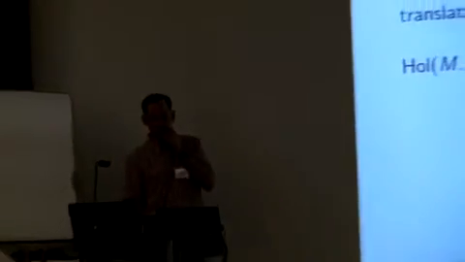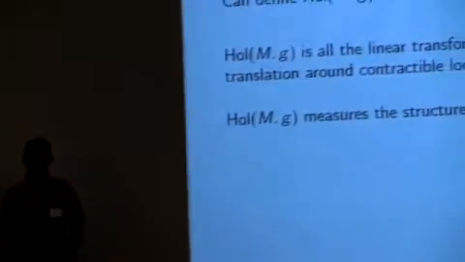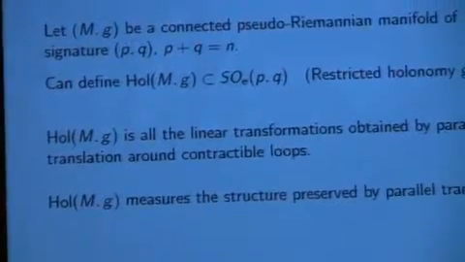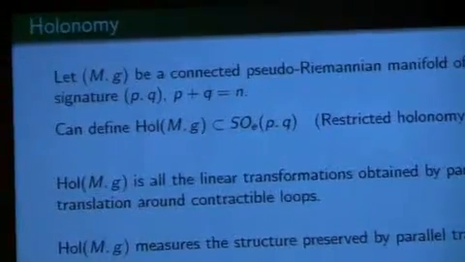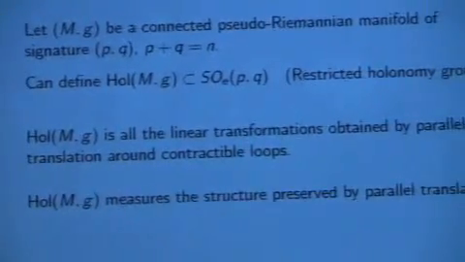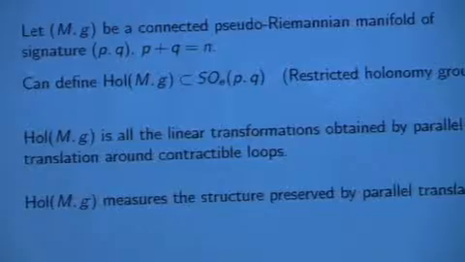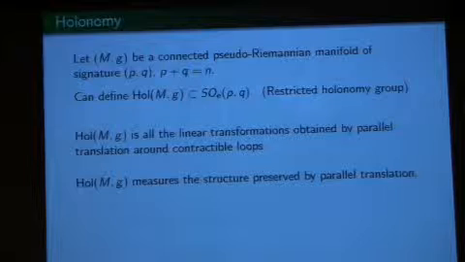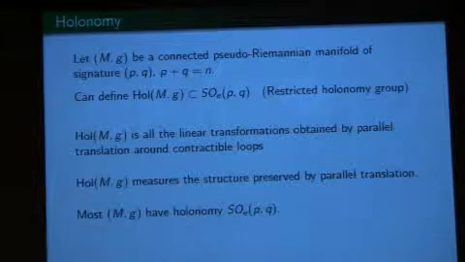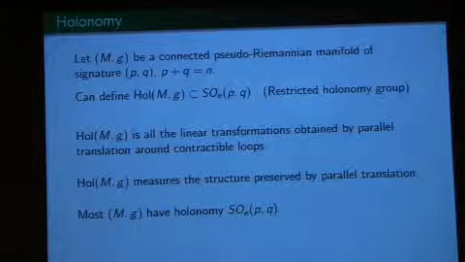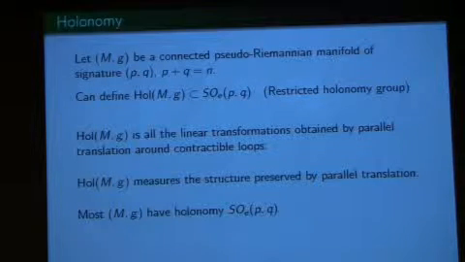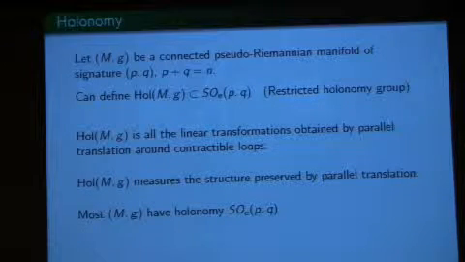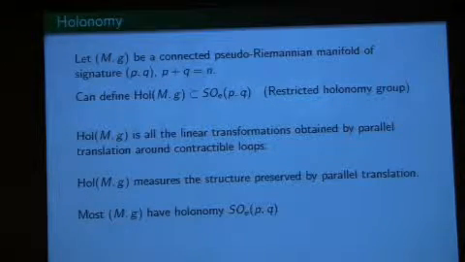What it does is measure the structure on the manifold preserved by parallel translation. Any structure that's preserved by parallel translation is going to restrict the holonomy to be in the group of things that preserve that parallel object. So the smaller the holonomy group, the more structure is preserved. If you pick a random pseudo-Riemannian manifold, most of them are going to have full holonomy, because most pseudo-Riemannian manifolds are bumpy and don't preserve any structure when you translate around them.